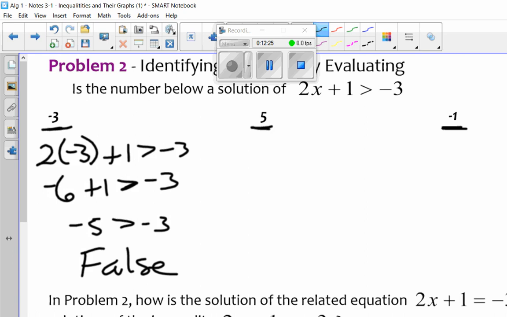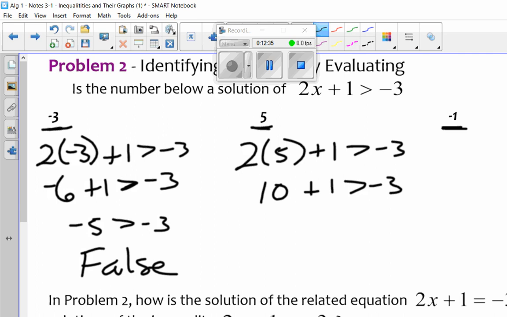They give me a 5. I'm going to go ahead and plug that in. And I get this. I'm going to go ahead and do my math. And I get 11 is greater than negative 3. True or false? Well, pretty much any positive number is greater than a negative number. So that's true.